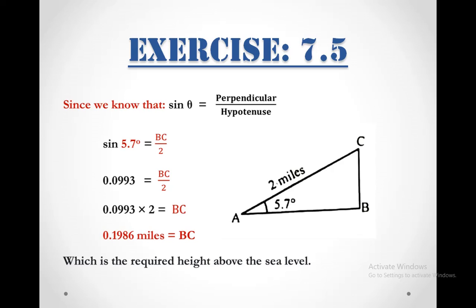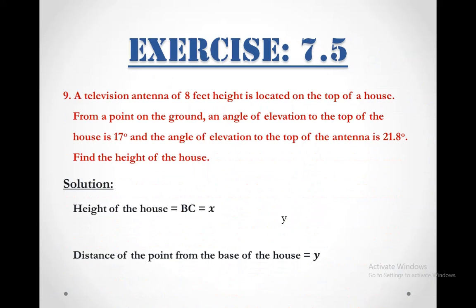From this right triangle, we again apply sine theta, which gives perpendicular over hypotenuse. Using the values, sine of 5.7 degrees is equal to BC over 2. The calculator gives the value of sine 5.7 degrees as 0.0993, which is equal to BC over 2. To calculate BC, we just multiply 0.0993 by 2. We get the value of BC in miles as 0.1986, which is the required height above sea level. Hope you understand. Next in this exercise, we have question number 9.